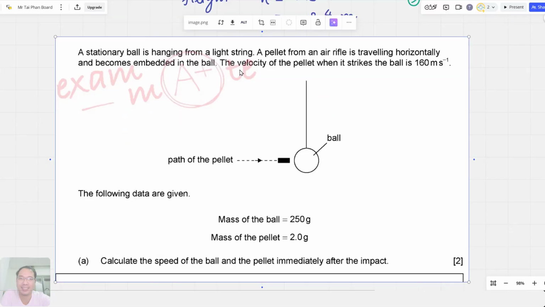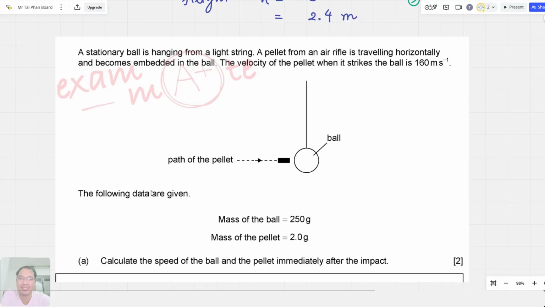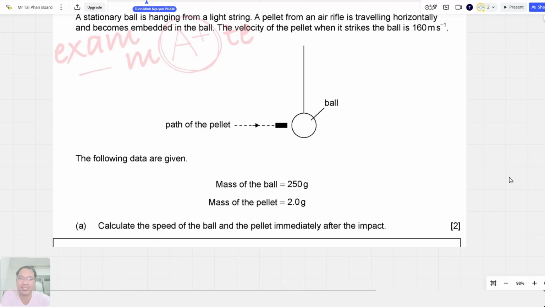A stationary ball is hanging from a light string. A pellet from an air rifle is traveling horizontally and becomes embedded in the ball. The velocity of the pellet when it strikes the ball is 160 meters per second. The following data is given. The mass of the ball is 250 grams and the mass of the pellet is 2 grams. Calculate the speed of the ball and the pellet immediately after the impact. They stick together. This is a momentum problem.